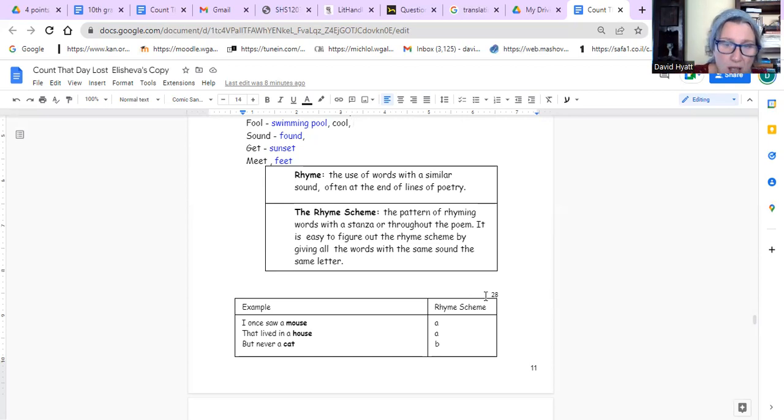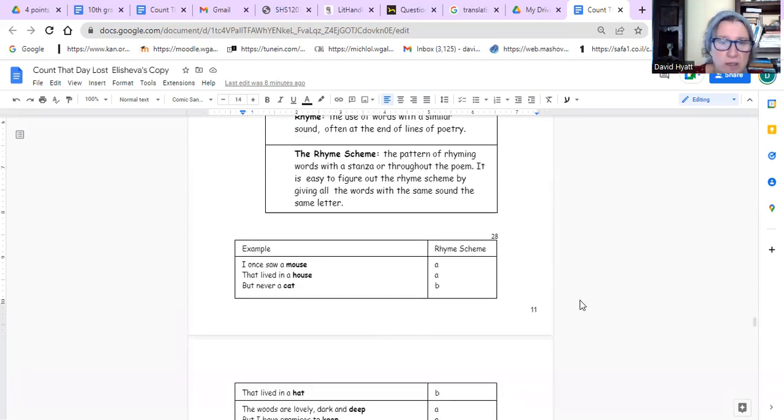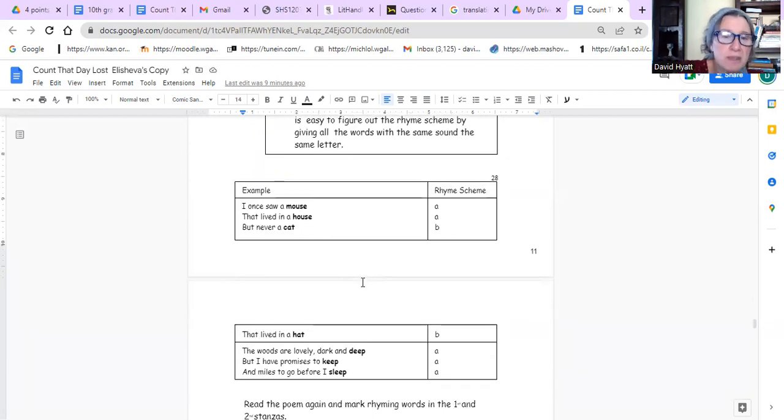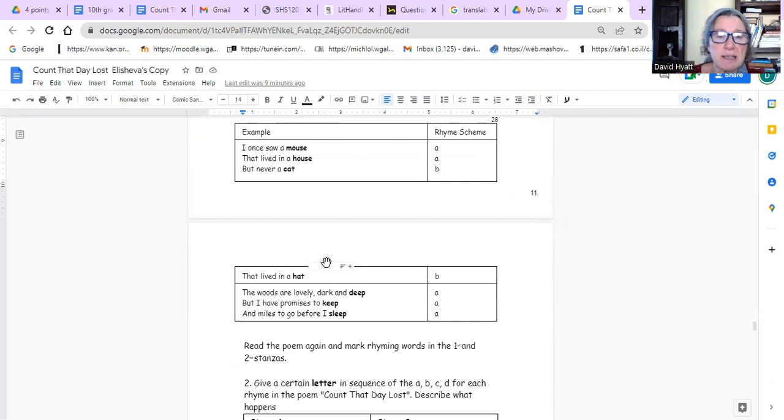Okay? For example, here it's clear: I once saw a mouse, that lived in a house. Same sound, house, so I give it again the sound A. But then the third verse is, but never a cat at. So I give it another letter, B. And the next verse is, that lived in a hat. Again, the sound at, so I use again the same letter, B, because it ends with the same sound.